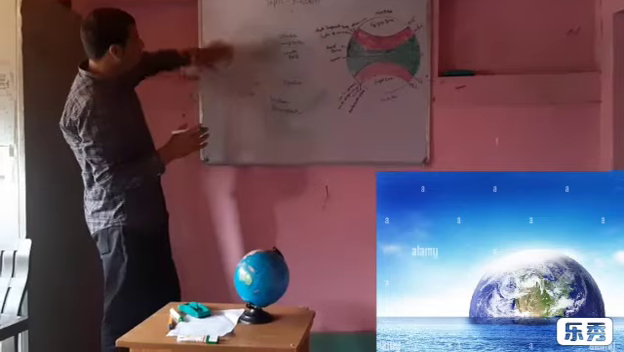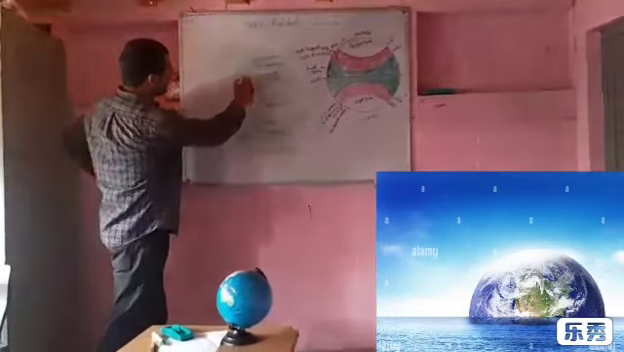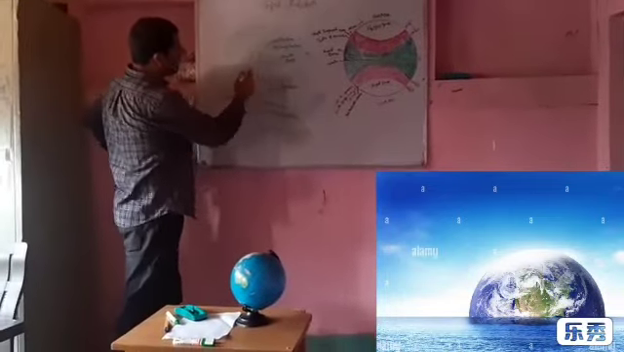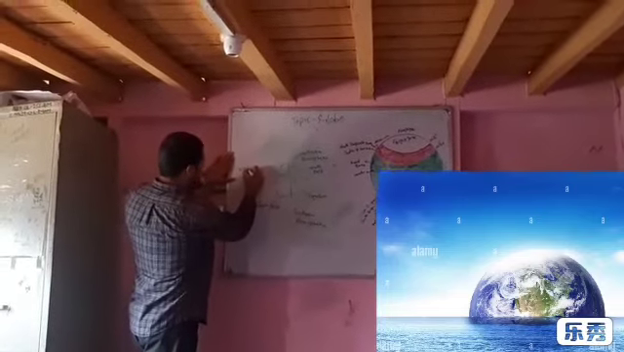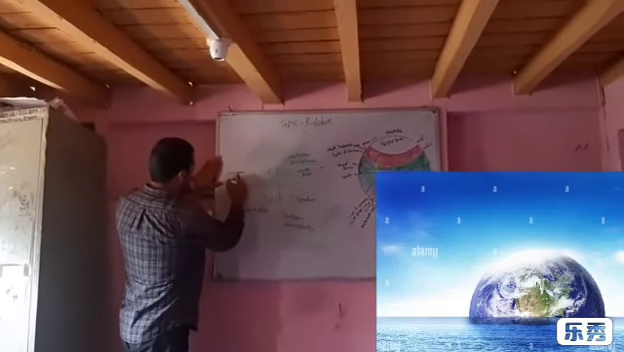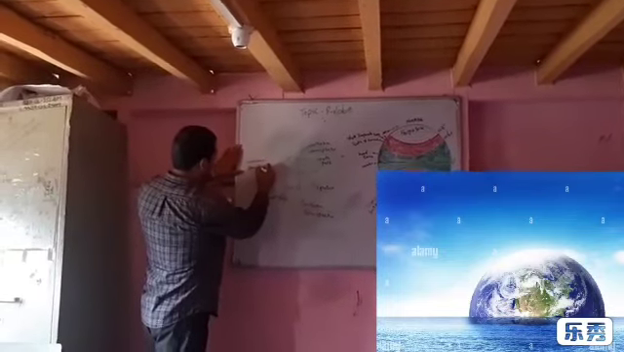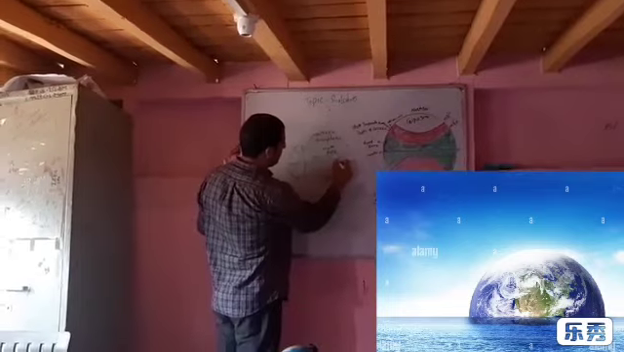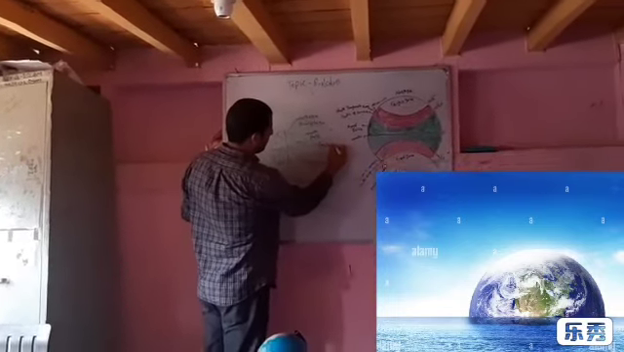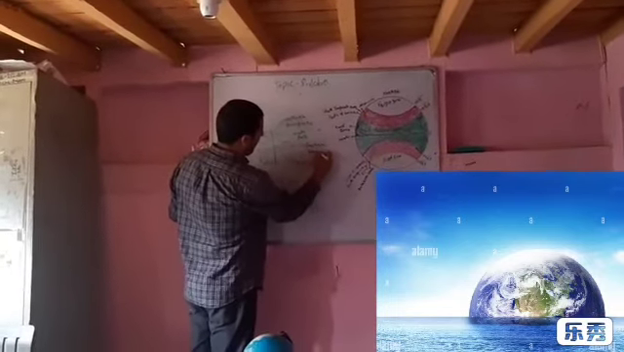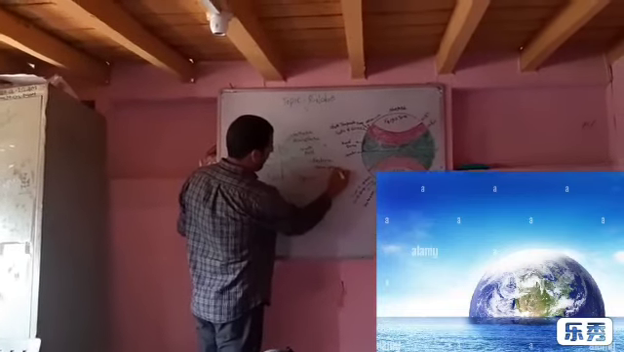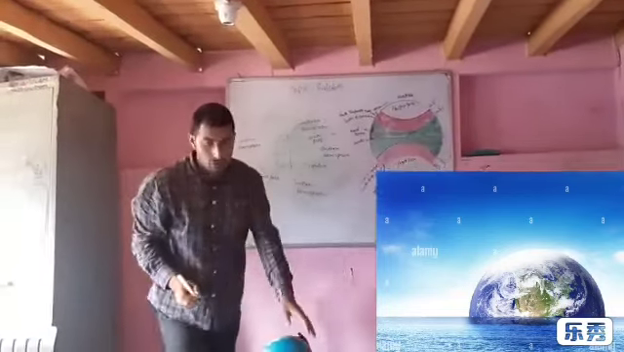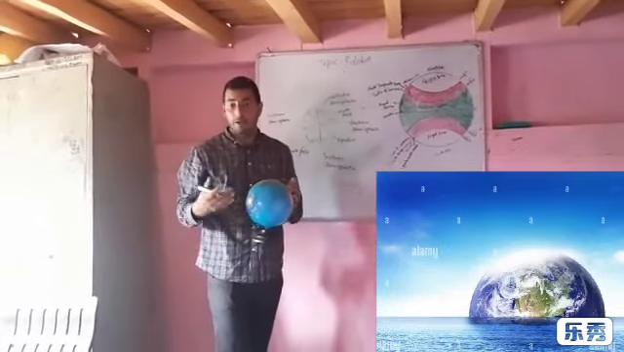And there is another line that divides the globe, that is the prime meridian. It divides the globe into the eastern hemisphere and western hemisphere. This is the western hemisphere, and this is the eastern hemisphere. We use the prime meridian for time.